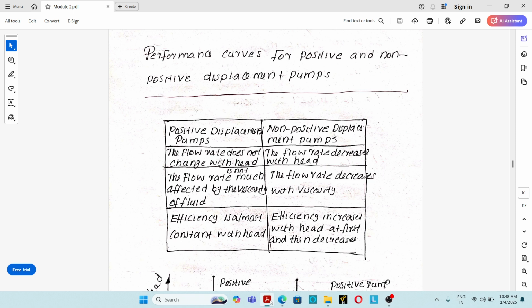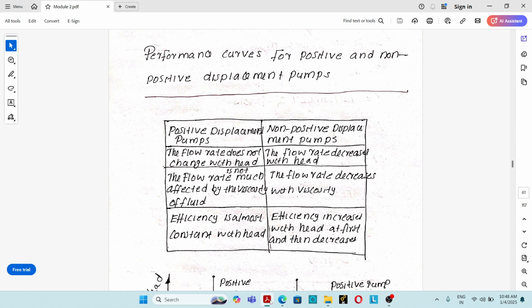This is the fourth section of Industrial Hydraulics module number 2. Last section we discussed up to the piston pump. In this section, we start by discussing the performance curve for positive and non-positive displacement pumps.